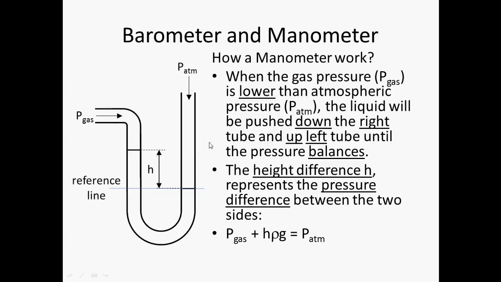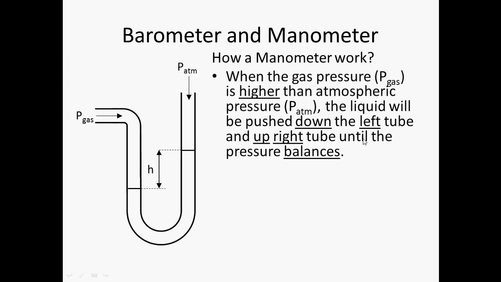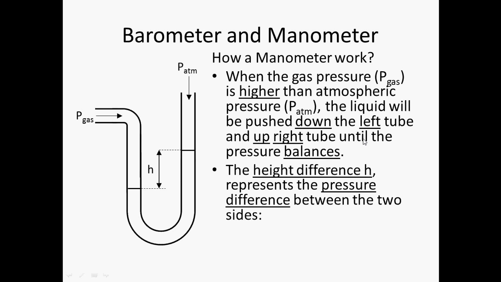So this is your reference line. In the same way, if the pressure in the gas is higher than the atmospheric pressure, the liquid will be pushed down on the left tube and up in the right tube until it is balanced. Again, the height difference represents the pressure difference on both sides, and in this case, P gas will be equal to PATM plus H rho g. Again, your reference line is here, and this will be your height difference.